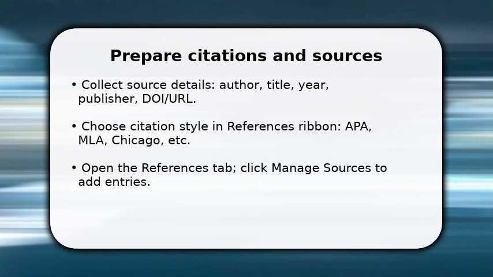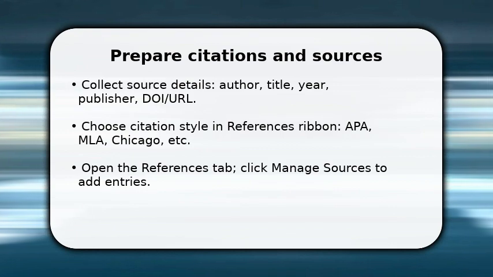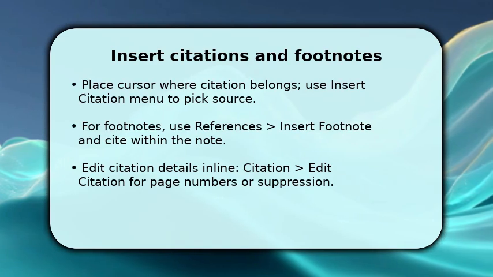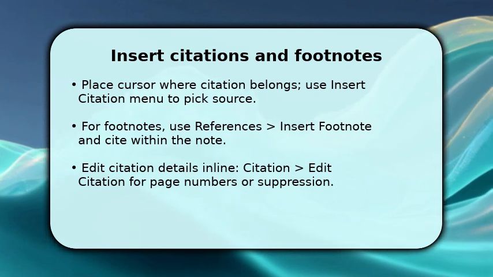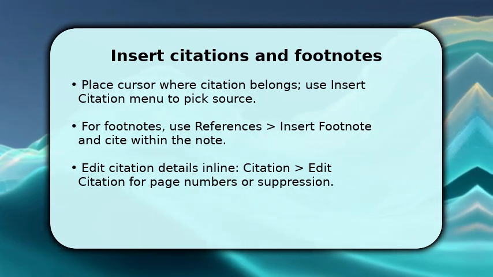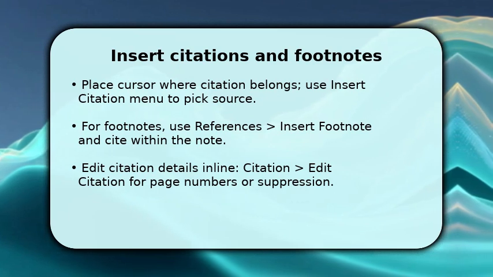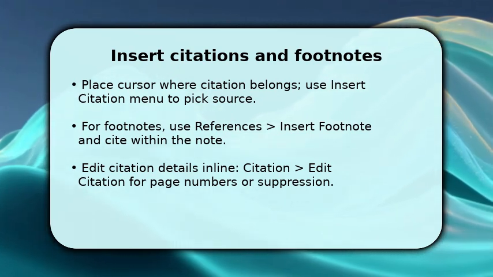Make sure to double-check author spellings and publication year, because small errors propagate into every citation and the bibliography. You now insert citations while writing to keep alignment with your sources. Place the cursor after a quote or fact and choose Insert Citation, then select the saved source. Word places an in-text citation formatted to your style.